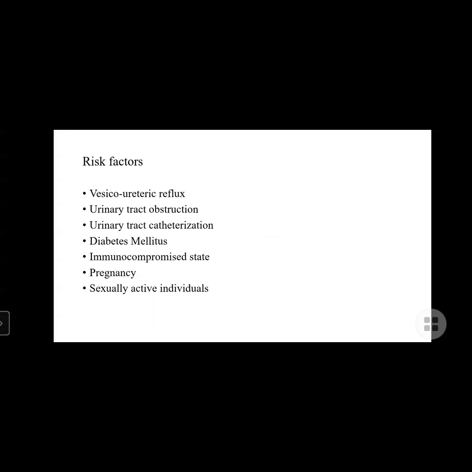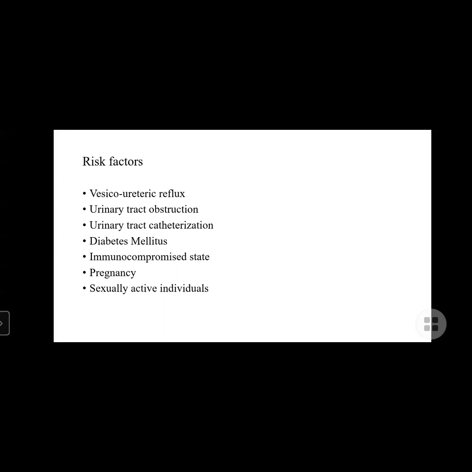So we move on to risk factors. There are various risk factors that are involved in acute pyelonephritis. And the first on the list is vesicoureteric reflux. And this is when there's an abnormal flow of urine from the bladder backwards. Normally, urine is supposed to flow from the kidneys to the ureter, through the ureter, and then to the bladder. But in vesicoureteric reflux, what happens is that the urine flows backwards. So it flows from the bladder up to the ureter and then to the kidneys.